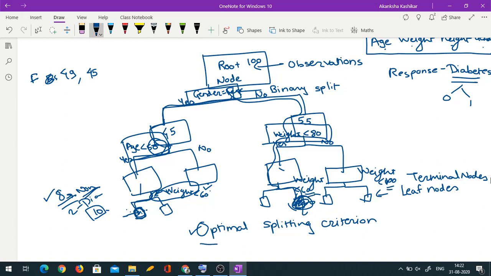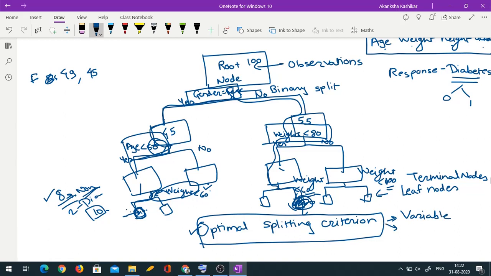So the job of the algorithm is to find the optimal splitting criterion on the basis of both the choice of variable, on the basis of which variable we have to split, and the threshold value.